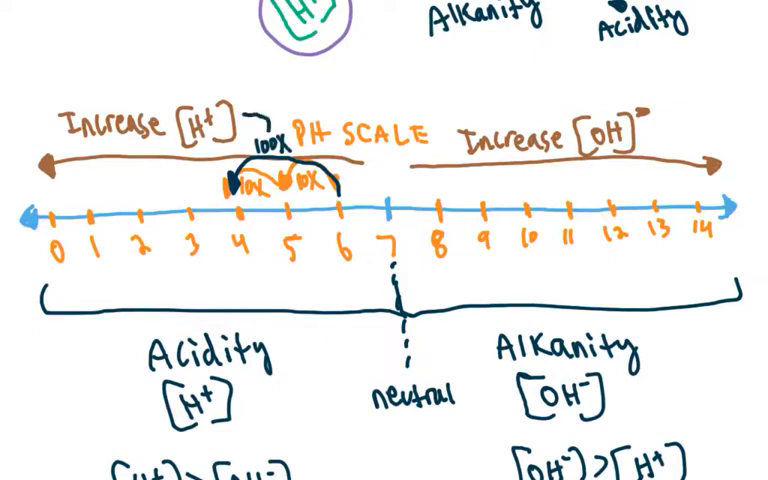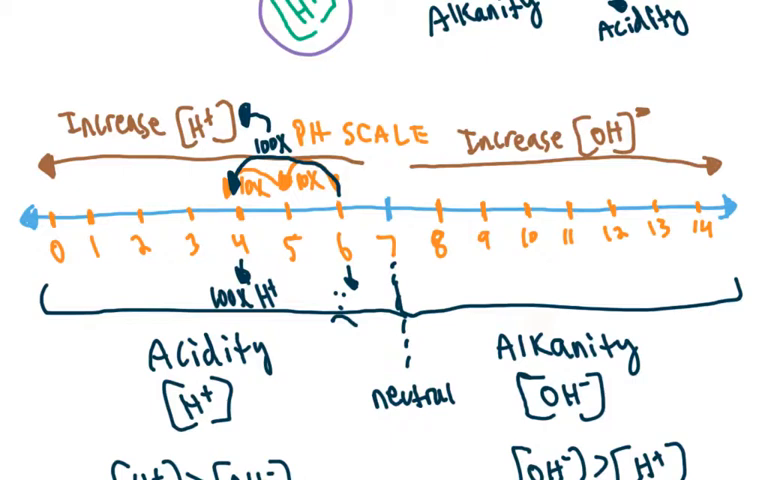100 times, so that would mean a pH of 4 has 100 times more hydrogen concentration than a pH of 6 does. So that's what that means. So it's a 10-fold increase. So it's a logarithmic based scale when you're talking about a pH scale.